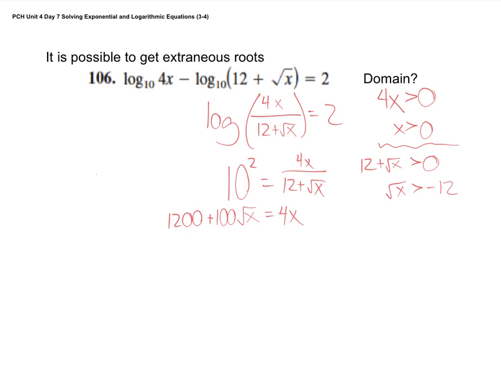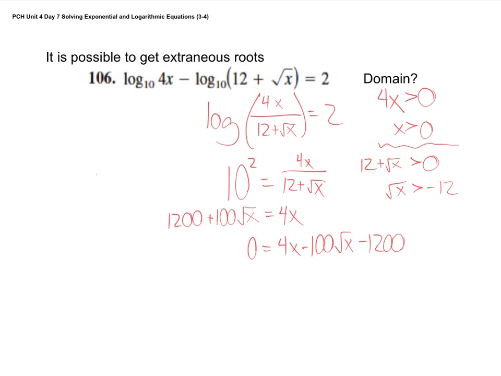When you're solving a quadratic, what's the first thing you do? You determine what the A, B, and C are. GCF. Before you even do that, GCF. Put it on the same side. Factor. Put it all on the same side. Let's get this equal to 0. 4x minus 100 root x minus 1200. Okay? Now we can talk about factoring and stuff.